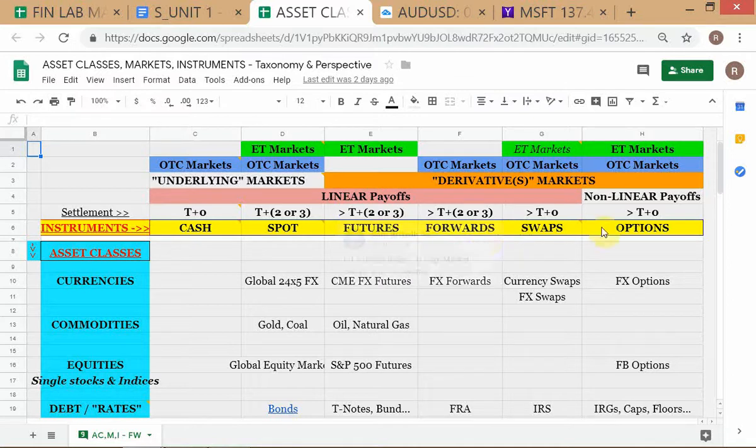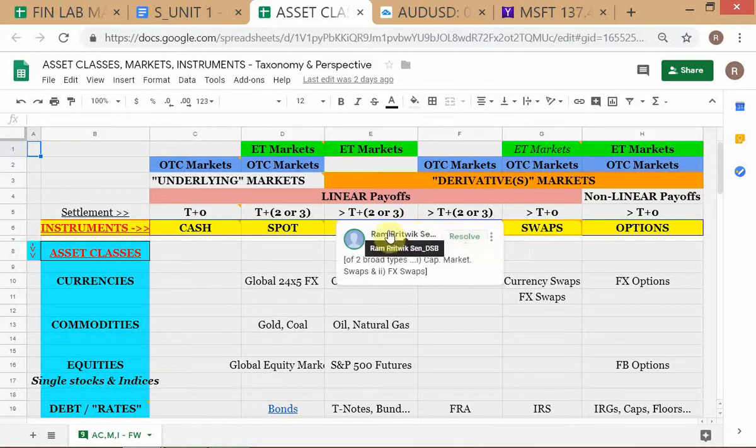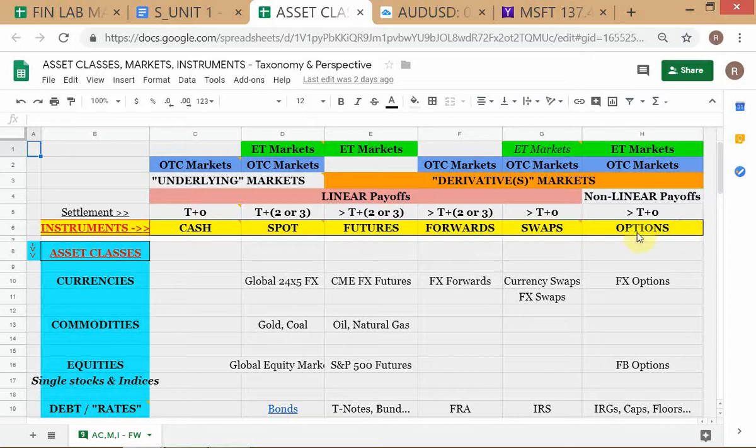What I'm showing you here also is that options have non-linear payoffs. Only options have non-linear payoffs, and all the other instruments have linear payoffs. Now, what is a linear payoff? That you don't know, but at least now you know this much. This is like first level knowledge. First we have to identify all the categories and then we'll define them later. So you know that these instruments have linear payoffs all the way from cash to swaps, and only options have non-linear payoffs.